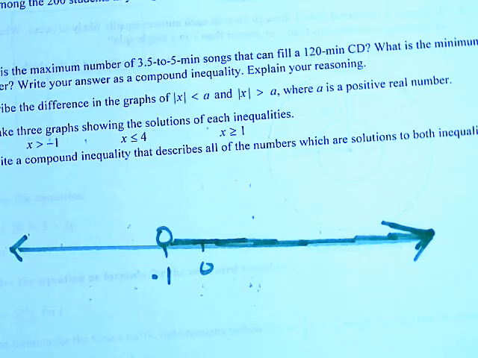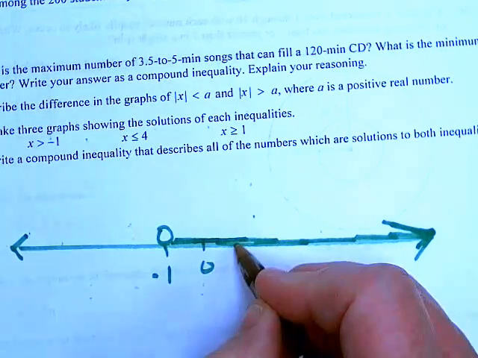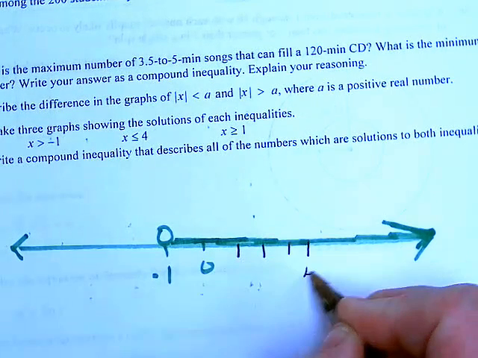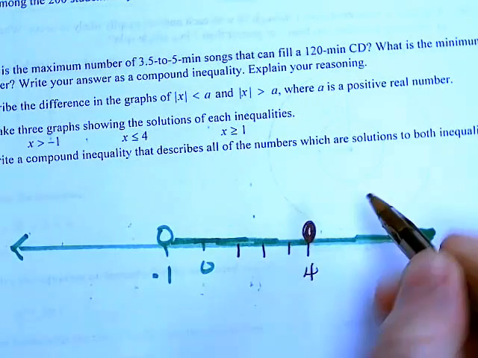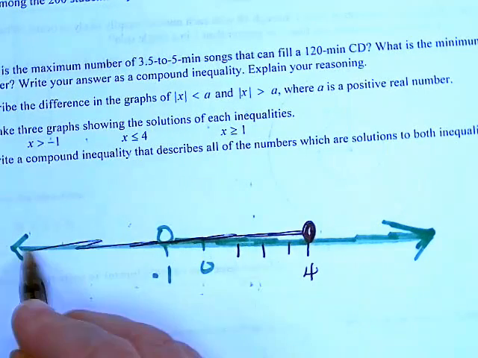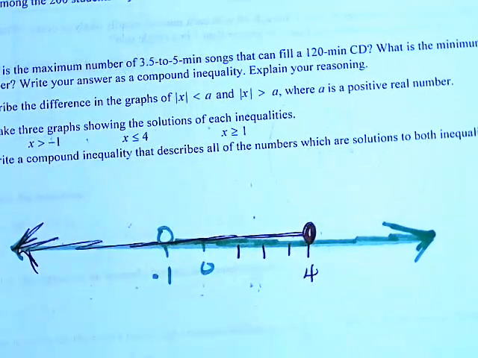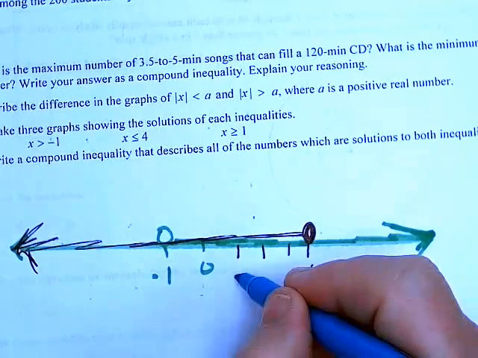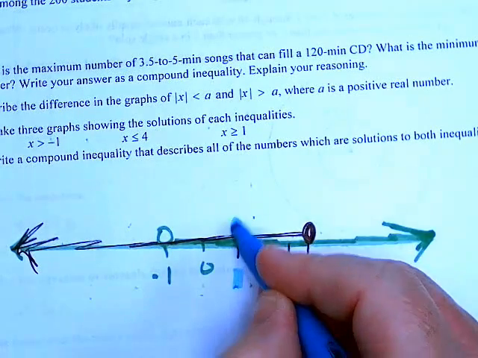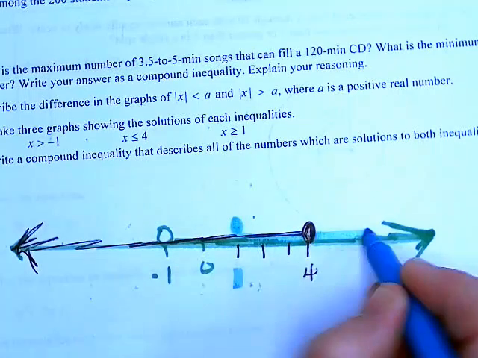The next one says x is less than or equal to 4. Colored circle, shading to the left. And the last one says it's greater than or equal to 1. Colored circle, shading over here.